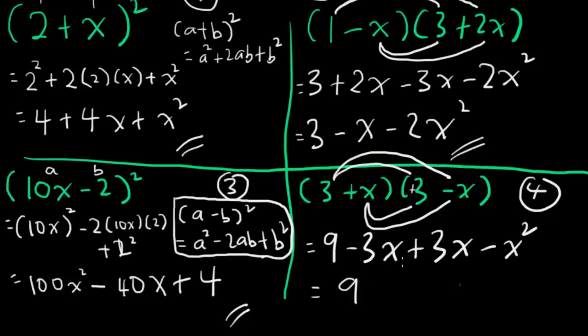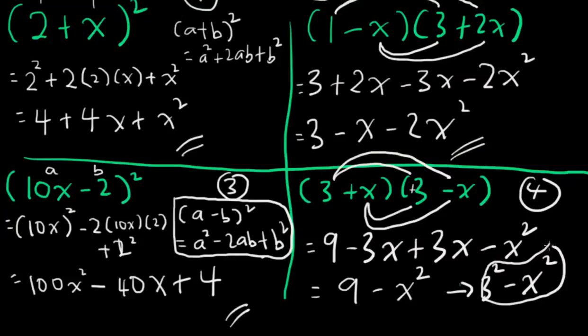So 9 minus 3x plus 3x, that's no more x terms, so it's simply just 9 minus x squared. Right, on a side note, we notice something, right? 9 minus x squared is actually the same as 3 squared minus x squared. Now if you look at this form here, it's actually very much related to your terms in these brackets. So we will talk more about this in the next video.